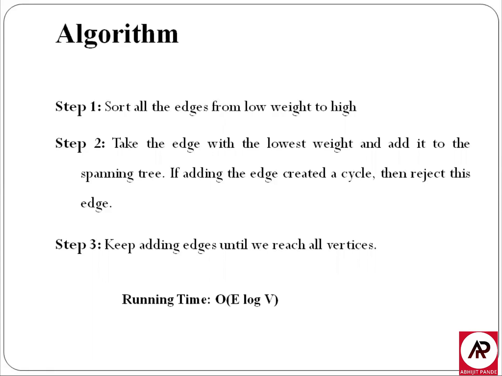The overall running time of the Kruskal algorithm is given by big O of E log V, where E is the number of edges and V is the number of vertices present in the graph. That's all about the Kruskal algorithm.